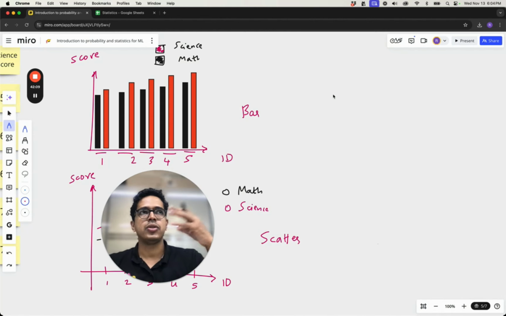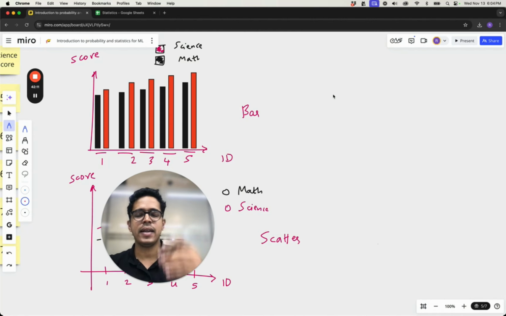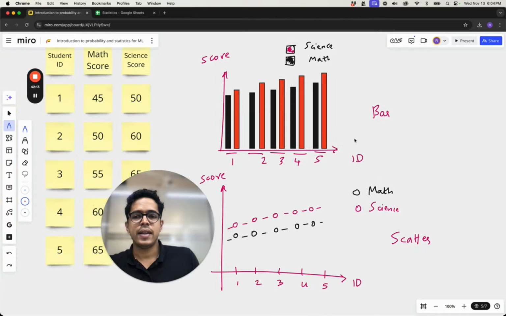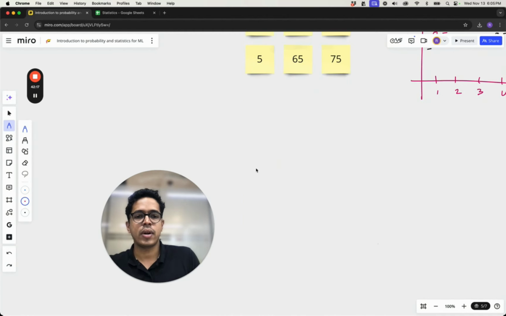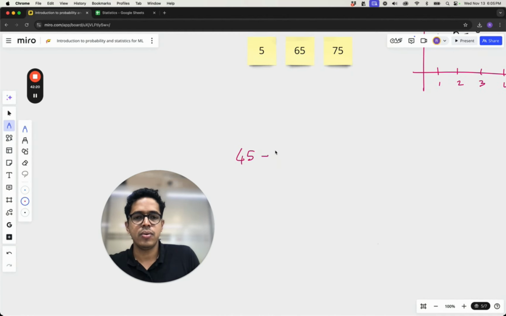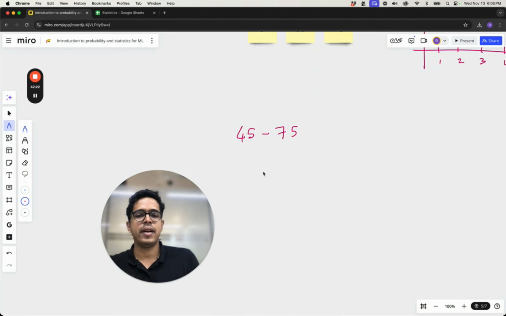So a histogram shows you the central tendency as well as the deviation. To get a histogram, usually what we do is define buckets. Here, look at the score range. The score ranges from 45 to 75, so we can divide this into 3.